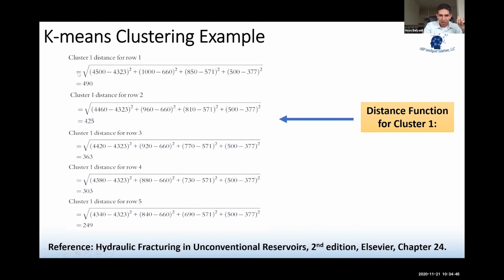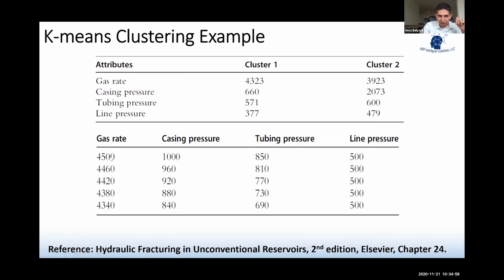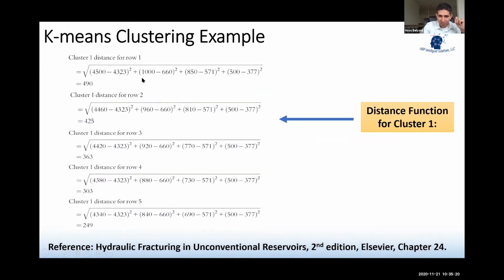So what I'm doing here is taking 4,500 minus 4,323 and then squaring that. Now, where the heck did I get 4,500 and 4,323? Let's go back. Here's 4,500. I'm taking what I'm expected to predict, 4,500, and subtracting the cluster 1 centroid for gas rate, which is 4,323. And then the next thing is plus 1,000 minus 660.